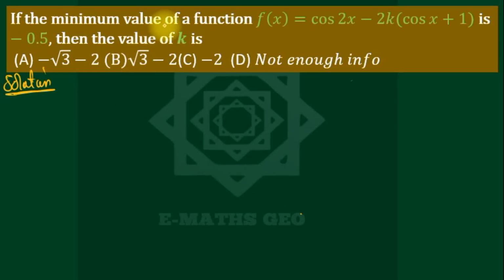Okay, if the minimum value of a function f of x equals cos 2x minus 2k times cos x plus 1 is minus 0.5, then find the value of k.